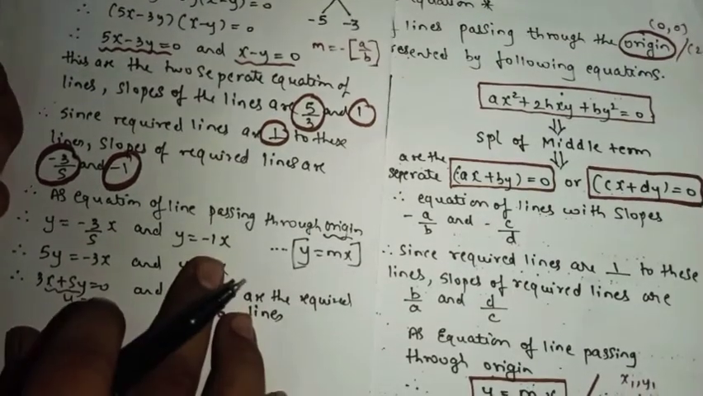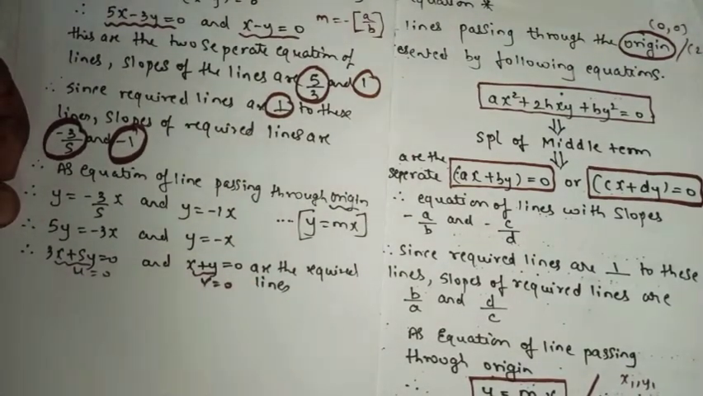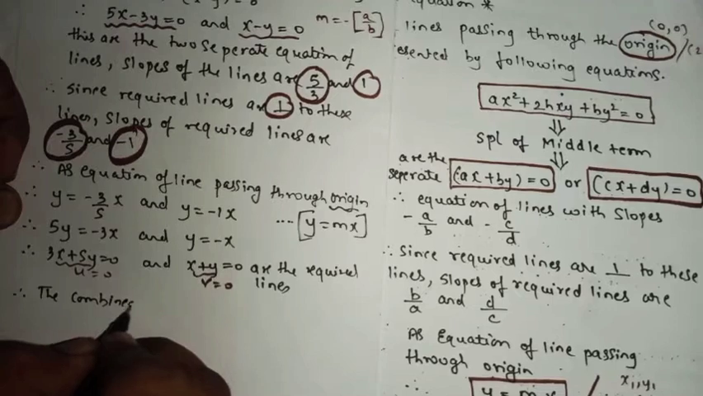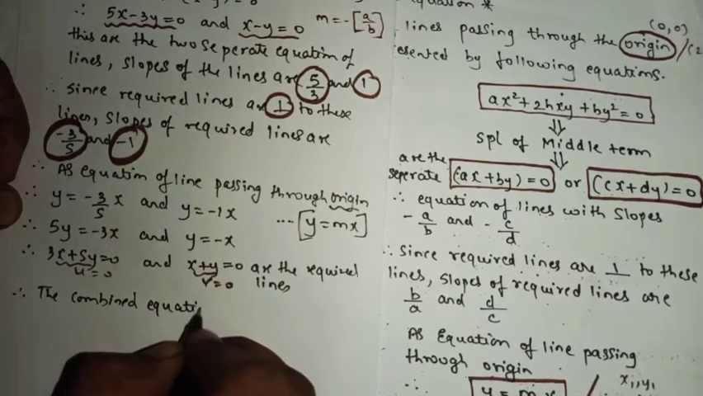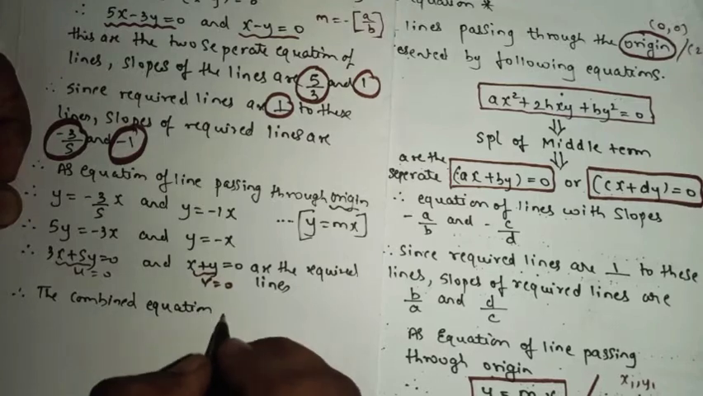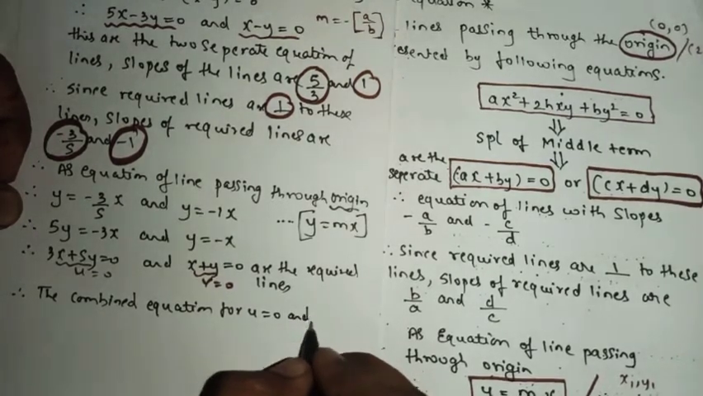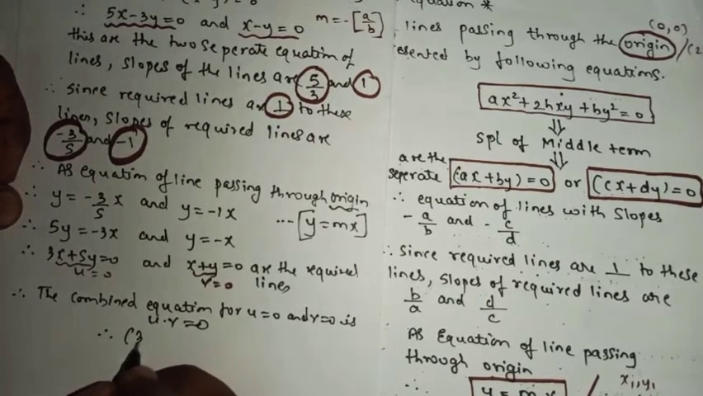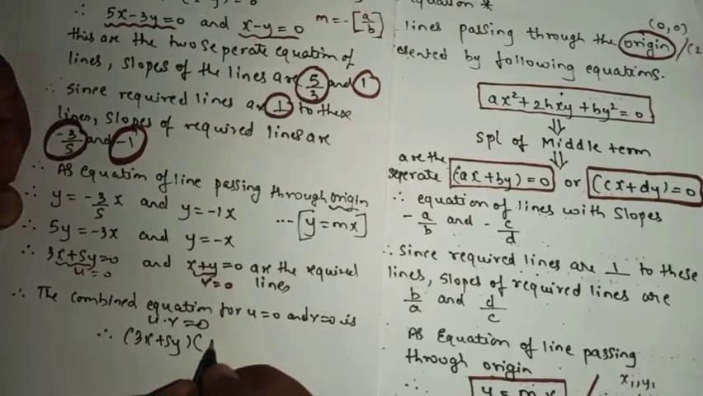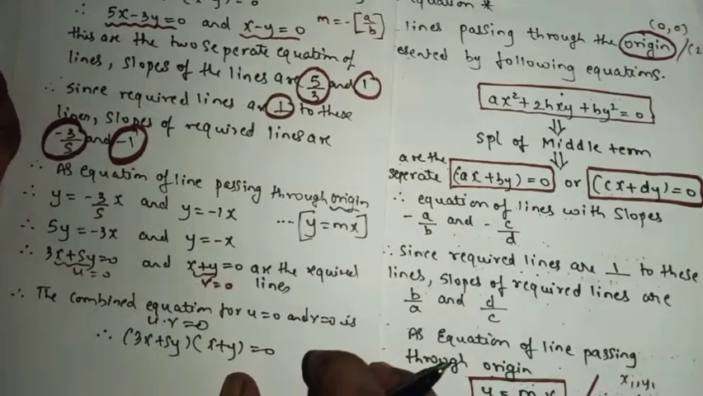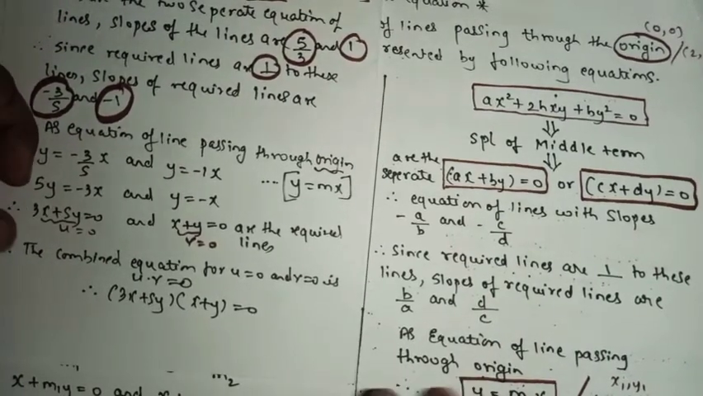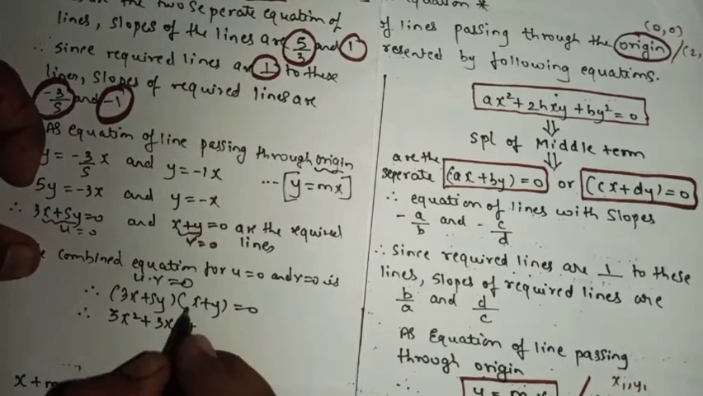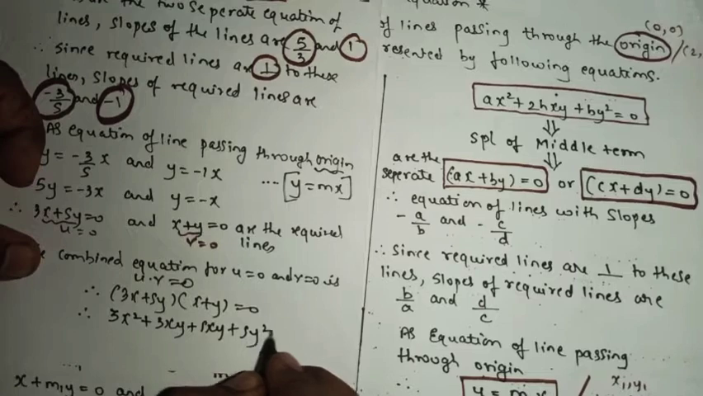So we know that the combined equation for u equal to 0 and v equal to 0 is what? u into v equal to 0. So therefore (3x plus 5y)(x plus y) equal to 0. Got the point? Okay. So now bracket open. So what we'll get? We'll see this will be 3x square plus 3xy plus 5xy plus 5y square equals 0.